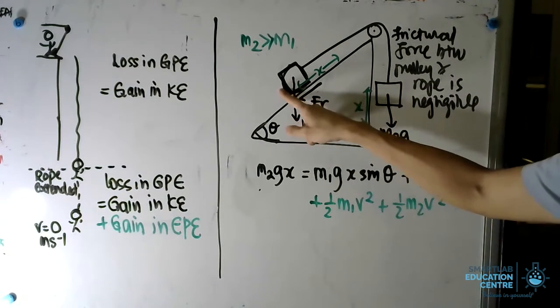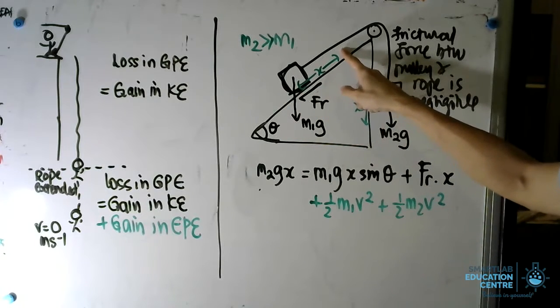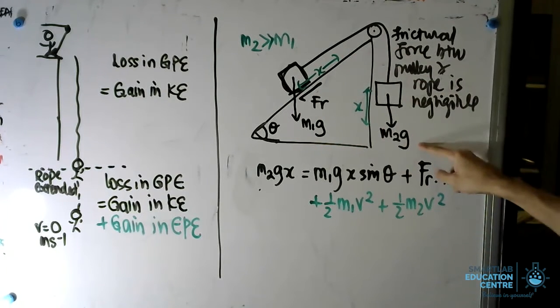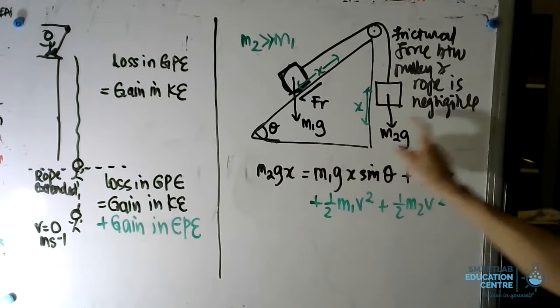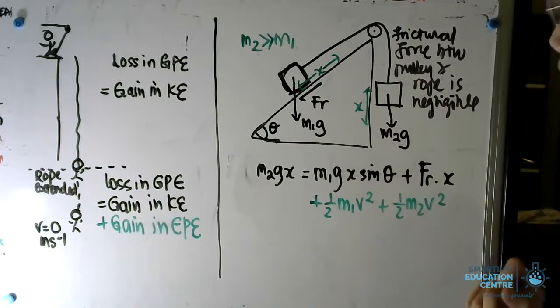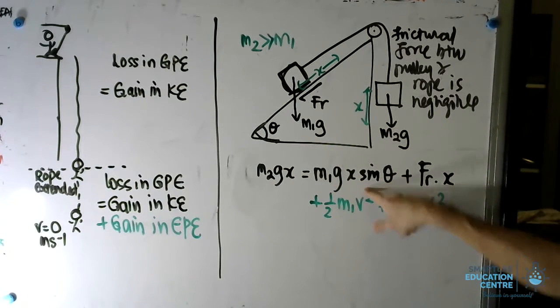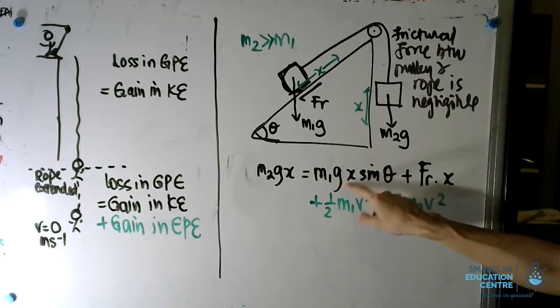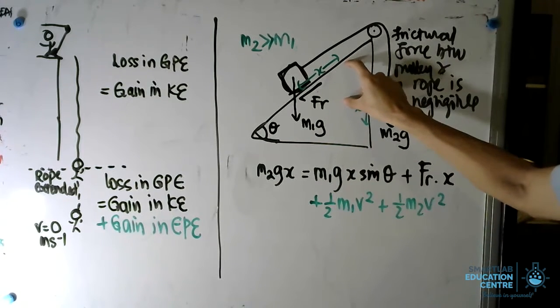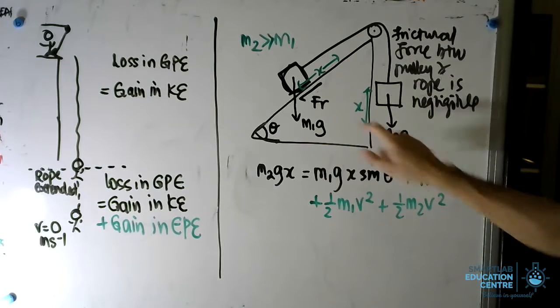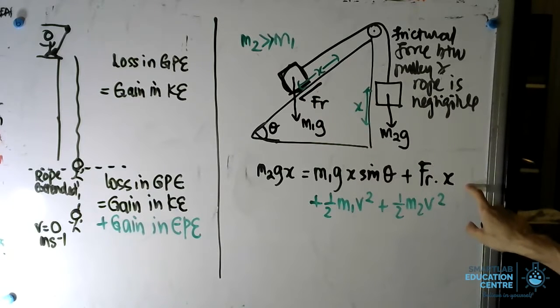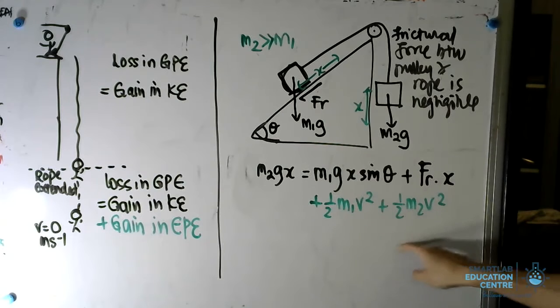If we assume that the block M1 moved by the distance x upwards, M2 will move downwards by the distance x as well. In this case, the loss in gravitational potential energy of M2 will be M2 g x, while the gain in potential energy of M1 will be M1 g x sine theta, because this is the vertical distance moved by the block. Finally, the work done against frictional force will be Fr multiplied by x. Certainly, we'll add in the gain in the kinetic energy of both blocks M1 and M2.